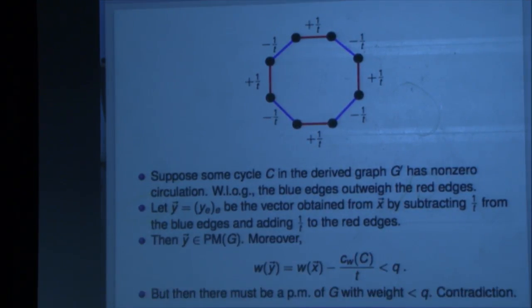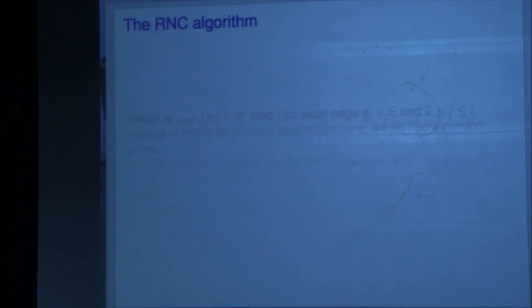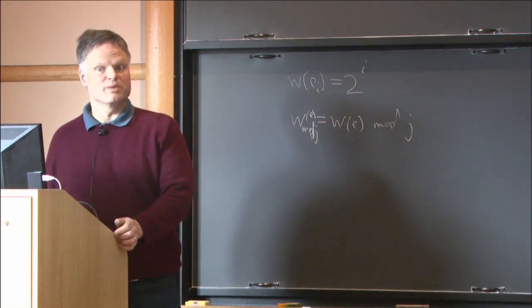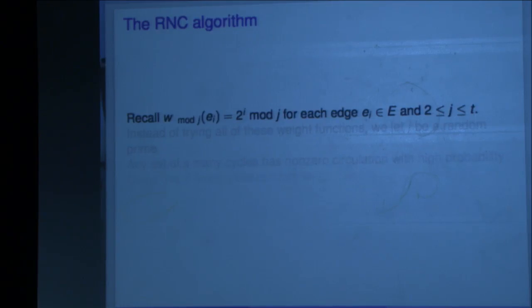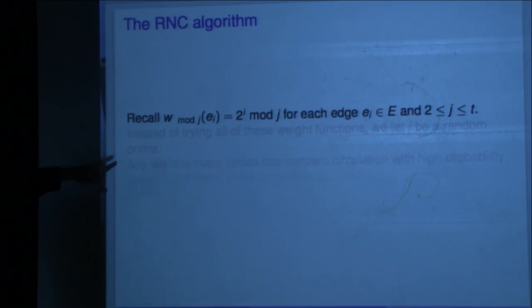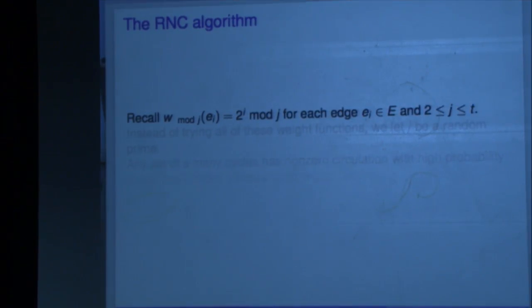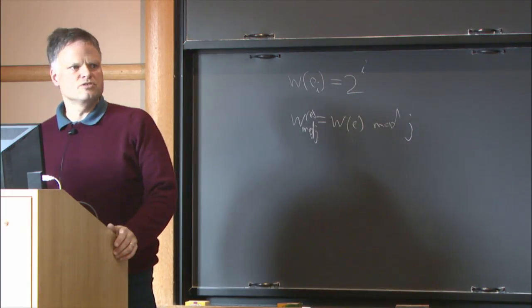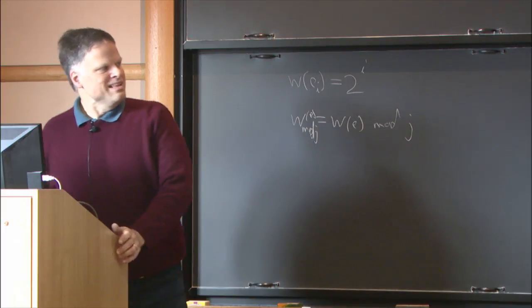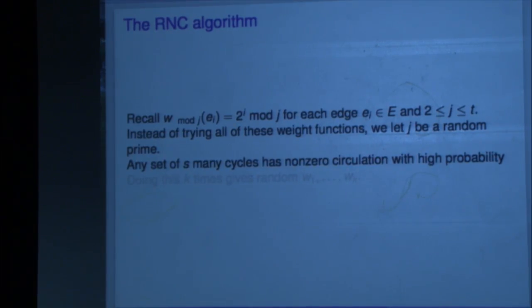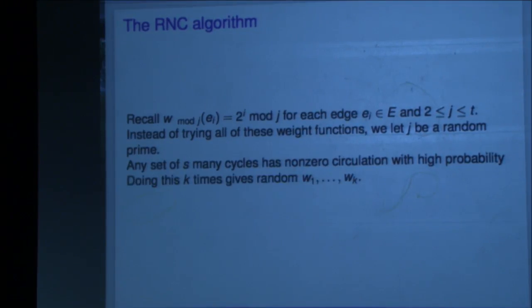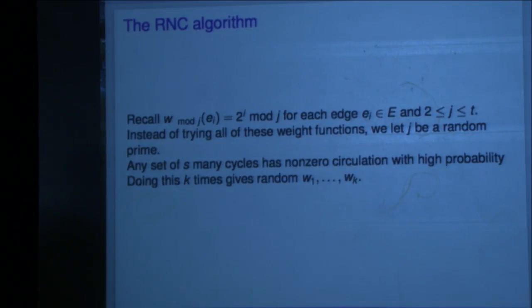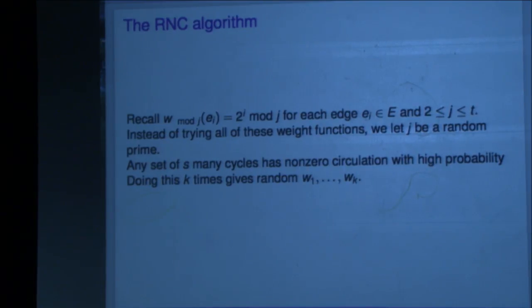Okay, good. Let me just mention, I'm over time, but I just want to quickly mention our RNC algorithm. This is the one that uses only order log squared n many random bits. What you do is you take the proto-weight function, the powers of 2, and instead of modding them out for all j, you mod this out by choosing random primes, so let j be some random prime. Then any set of S many cycles has non-zero circulation with high probability. If you do this in K rounds, and make the probability high enough, then the chances that you'll get an isolating weight function are still pretty high when you glue them all together. You have to do something a little bit different with the determinant. It's not quite the same.